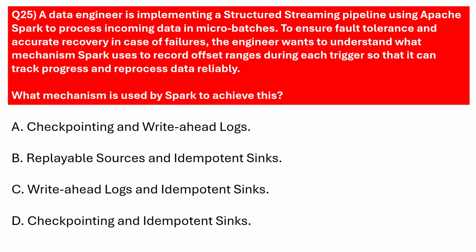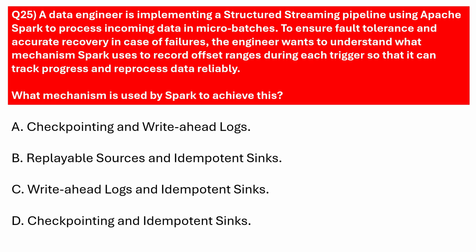Q25. A data engineer is implementing a structured streaming pipeline using Apache Spark to process incoming data in microbatches to ensure fault tolerance and accurate recovery in case of failures. The engineer wants to understand what mechanism Spark uses to record offset ranges during each trigger so they can track progress and reprocess data reliably. What mechanism is used by Spark to achieve this?